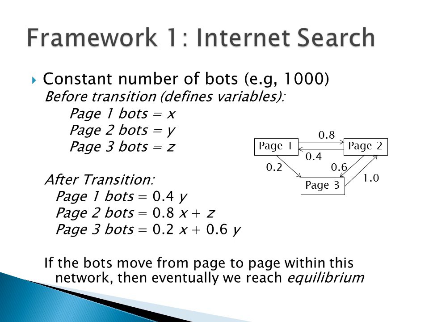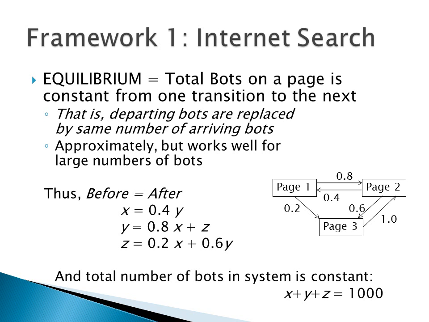Now, if the bots move from page to page within this network, then eventually, hopefully, they'll reach an equilibrium. Equilibrium, again, means the total bots on a page is constant from one transition to the next. So departing bots are replaced by the same number of arriving bots.